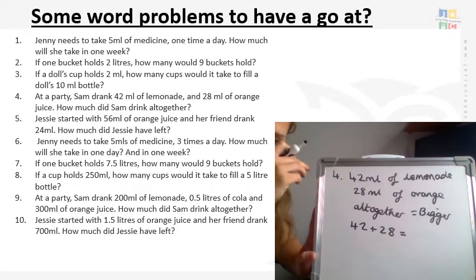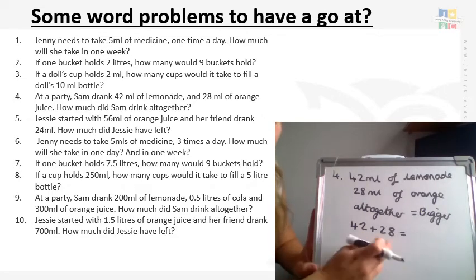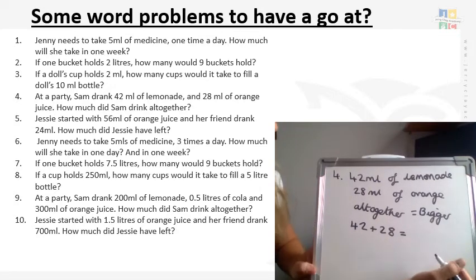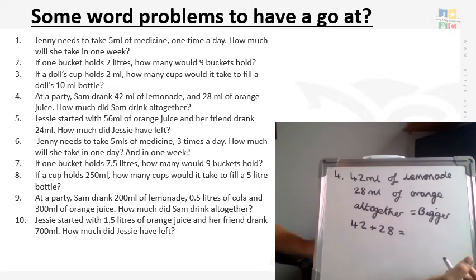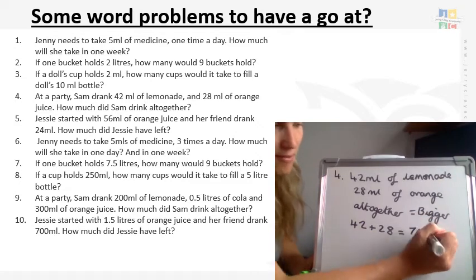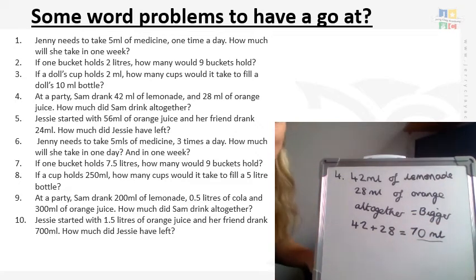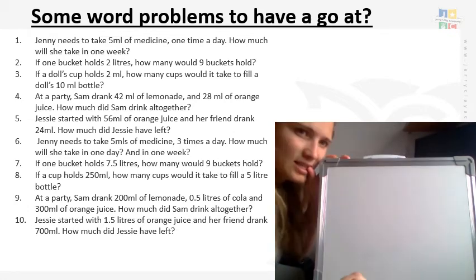You could have used column method. Alternatively, you could have done 2 add 8 is 10, add 2 lots more 10s, which is 30, add 4 more, which is going to be 70. And remember, we need to put millilitres after, so she will have drunk 70 millilitres.